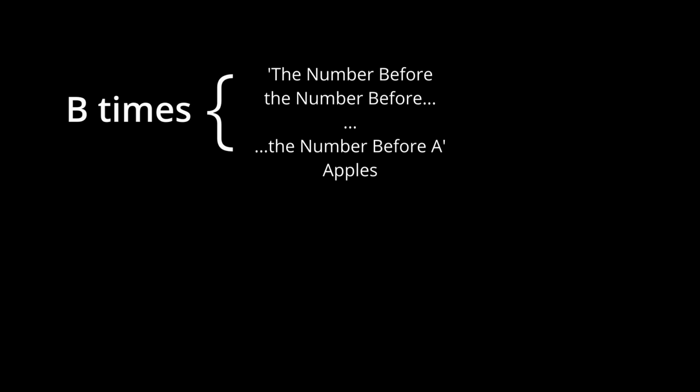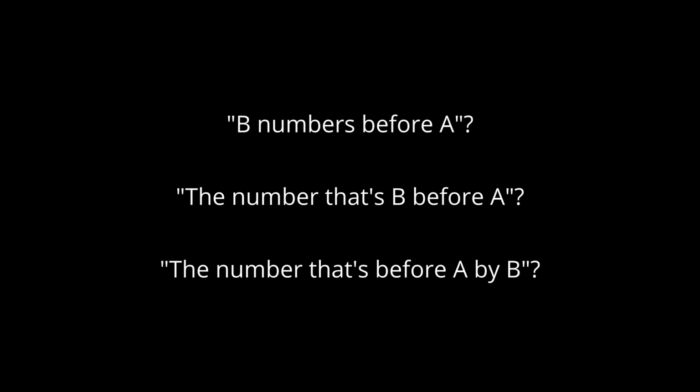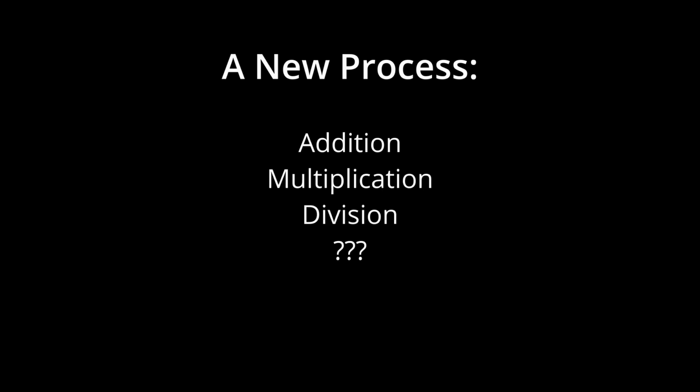The number I'm looking for is the one that I get if I go to the number before a, b times. This seems like a pretty well-defined thing to think about, but it's a bit awkward to describe using the words I have right now. I think I should think of this as another process I can apply, like addition or division. I'm finding the number I get if I take away b apples from a apples.